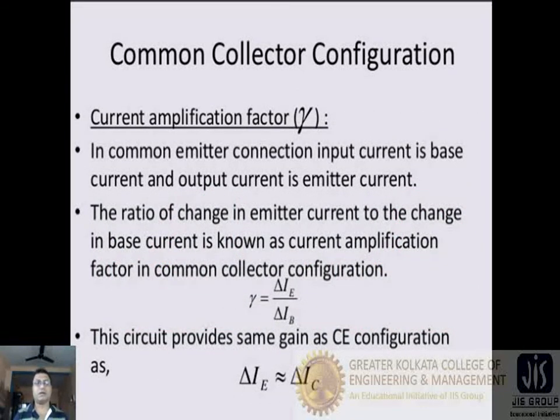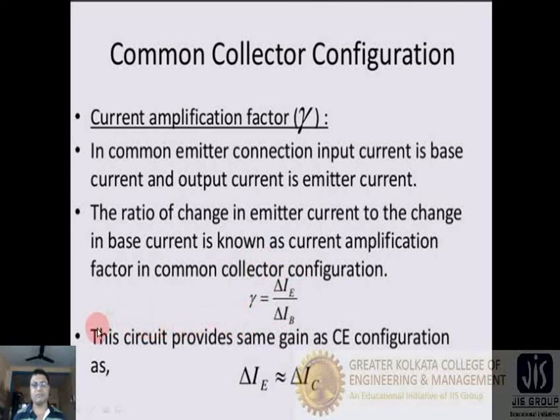In case of common collector configuration, let us find out the amplification factor, which is denoted as gamma. In common collector configuration, the input characteristics is base current and the output characteristics is emitter current. The ratio of change in emitter current to the change in the base current is known as current amplification factor in common collector configuration. So we can find the amplification factor by gamma equal to delta IE by delta IB. That means the output current divided by the input current.